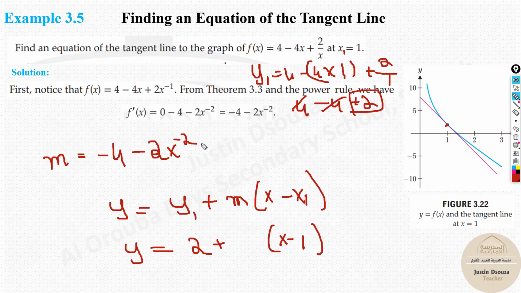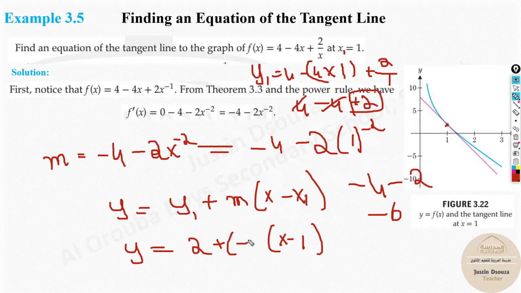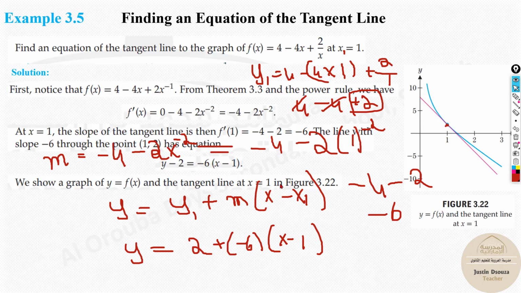What is m? This is very important. Now what is the x value given? It's 1, right? So just substitute this over here. Negative 4 minus 2 into 1 minus 2. So this would be the answer for m. You can just put it in the calculator if you want. Here it's negative 4 minus 2, because 1 to the power anything is 1 itself, it does not change, so the answer is minus 6, so m is minus 6. So this would be the equation for this particular tangent line. Here let's see.